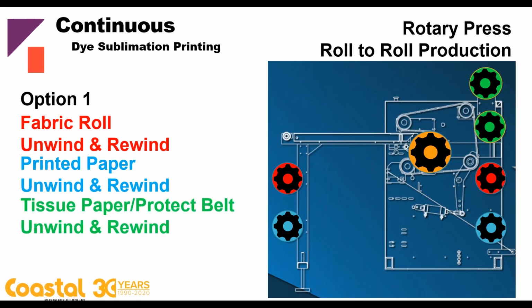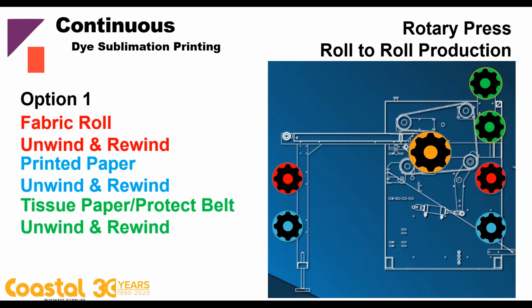I mentioned that we have tissue paper. So the tissue paper comes off, and again, it just protects everything. So we don't want to get any ink on the belt, and it's rolled back up afterwards. And then again, this is the heat source. That's where all the transfer is happening. So that's how you would do roll to roll production.